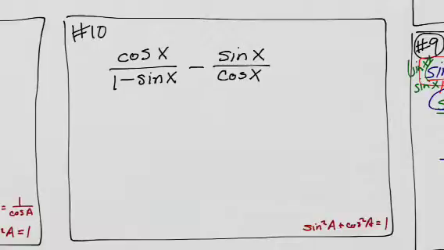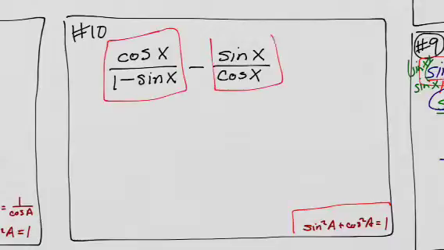Now, this one, as you can see, I've kind of given a hint, is going to involve that Pythagorean identity there, sine squared plus cosine squared equals 1. But how are we going to get to it? We have two fractions, kind of like the last problem, and we want to subtract them. Whenever we're subtracting fractions, we have to get the denominators to be the same.